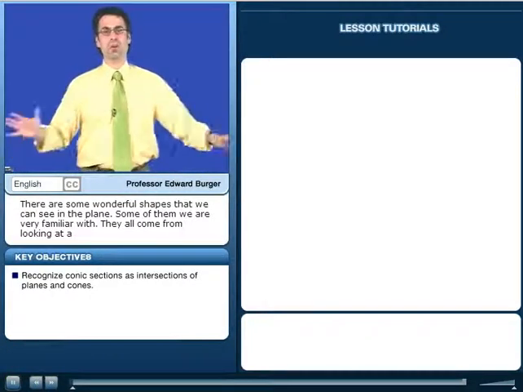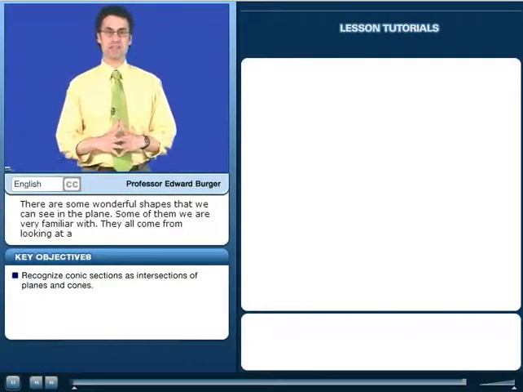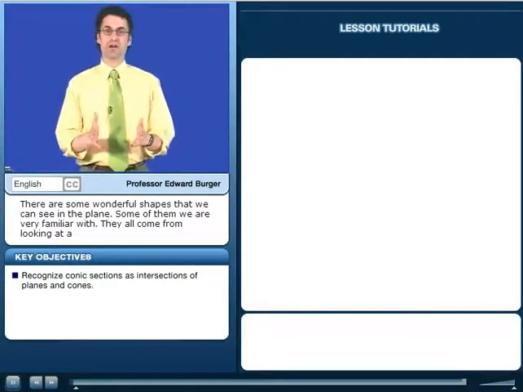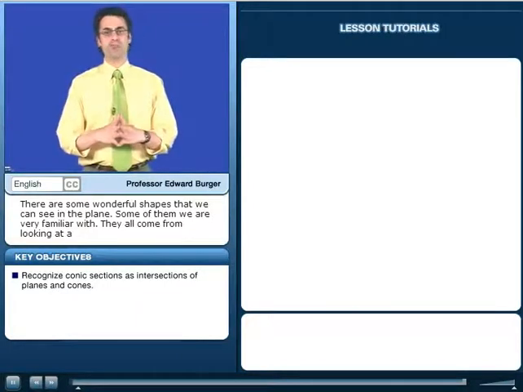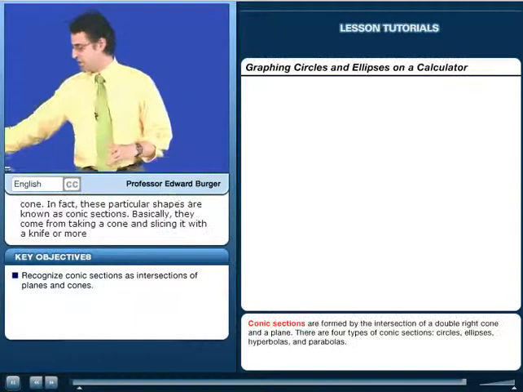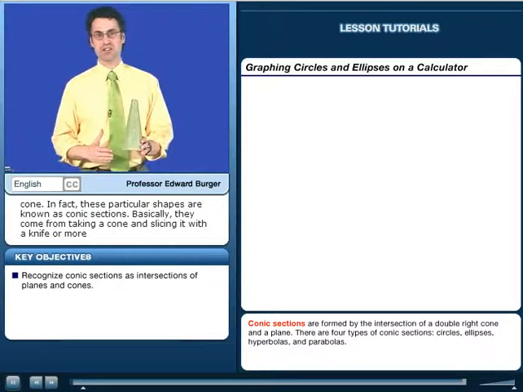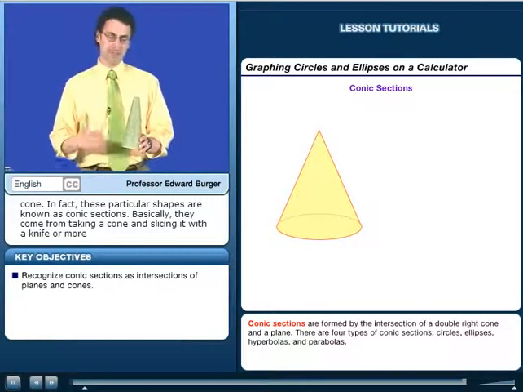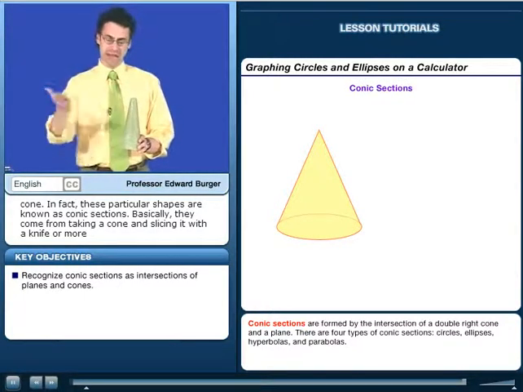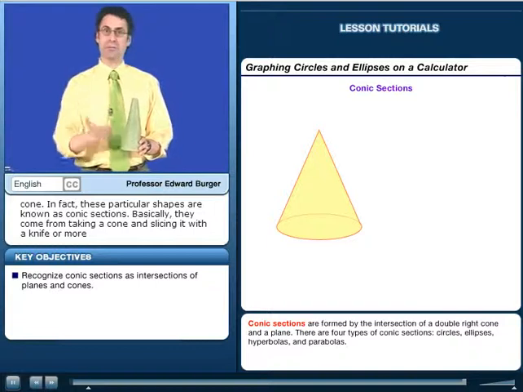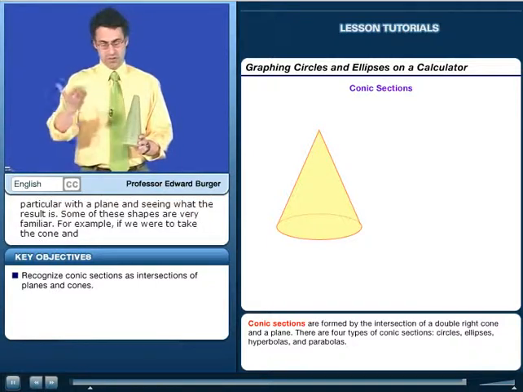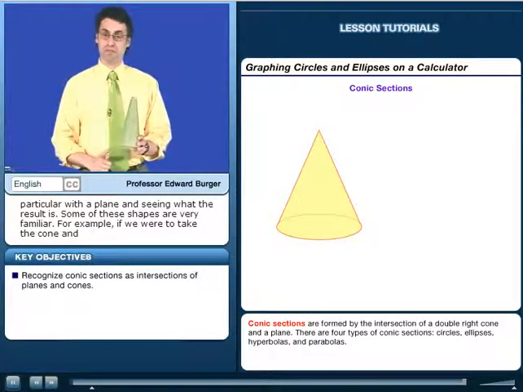So there are some wonderful shapes that we can see in the plane. Some of them we're very familiar with, and they all come from looking at a cone. In fact, these particular shapes are known as conic sections because basically they come from taking a cone and slicing the cone with a knife, or more particularly, with a plane, and seeing what the result is.